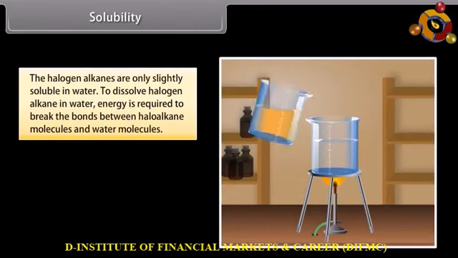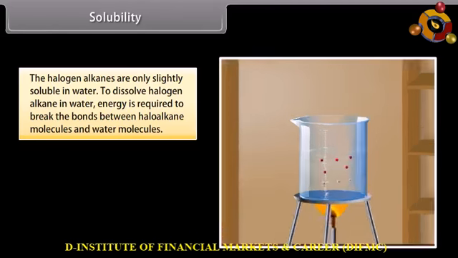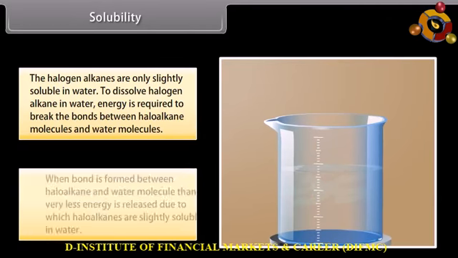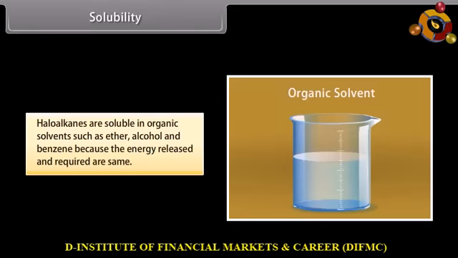Solubility. The haloalkanes are only slightly soluble in water. To dissolve haloalkane in water, energy is required to break the bonds between haloalkane molecules and water molecules. When a bond is formed between haloalkane and water molecules, very little energy is released, due to which haloalkanes are slightly soluble in water. Haloalkanes are soluble in organic solvents such as ether, alcohol, and benzene because the energy released and required are the same.